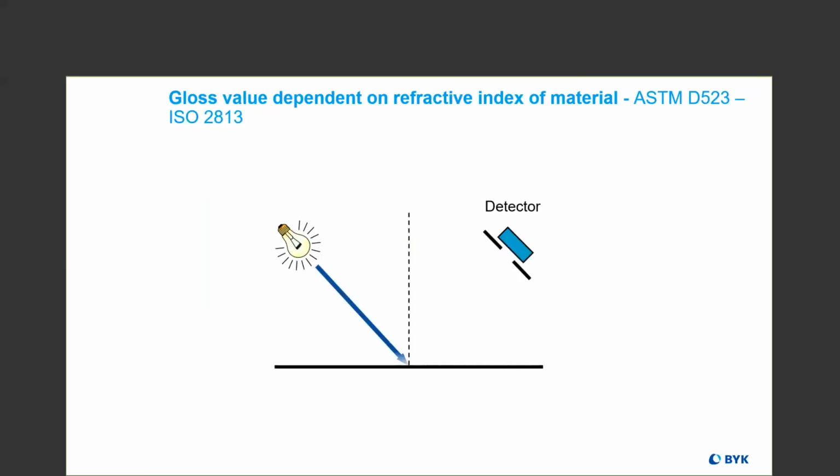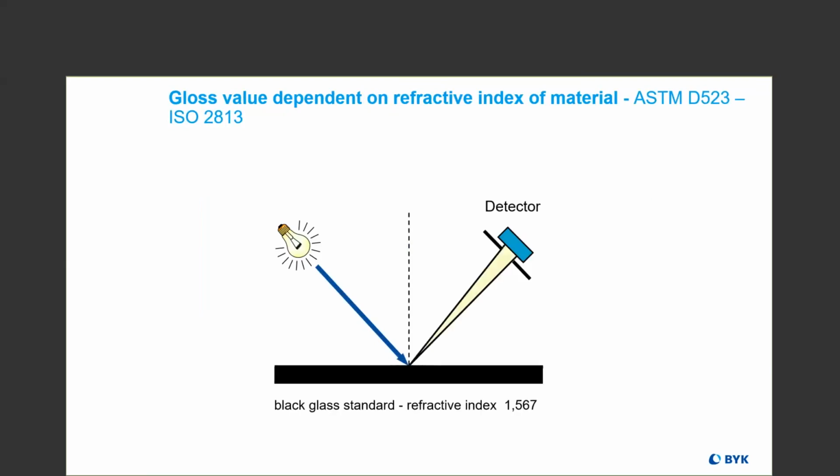So you might be asking, what is a gloss unit? And that's a fair question. So the gloss unit scale was based on this particular black glass. Back when gloss meters were first invented, they took a black glass, a very smooth, polished black glass, very high gloss surface, and it had a refractive index of 1.567. And they said this very polished, highly smooth, highly glossy black glass has a gloss value of 100 gloss units.